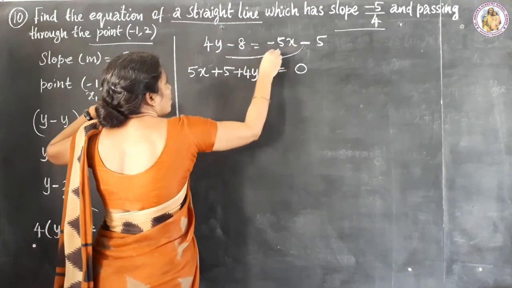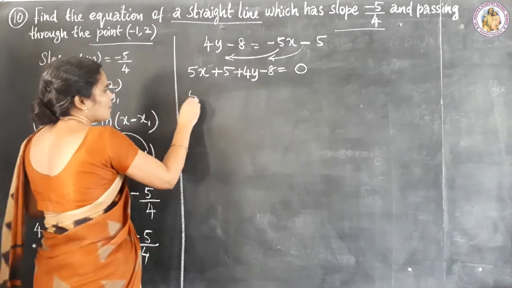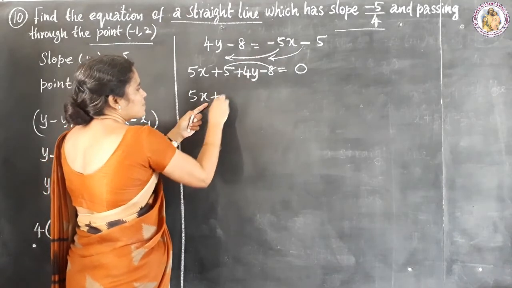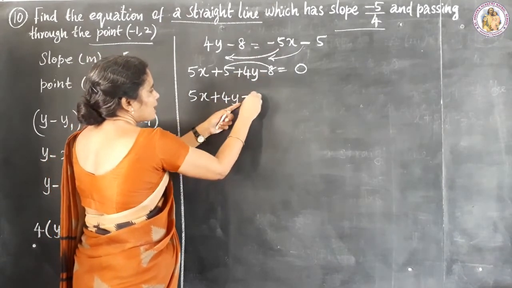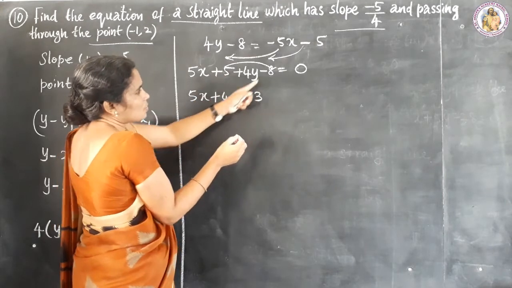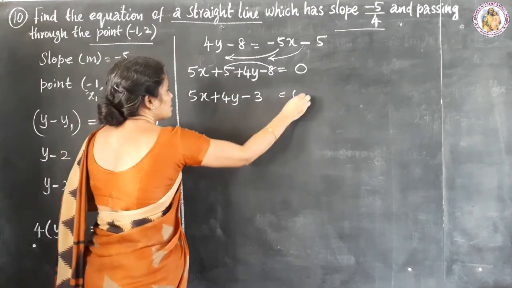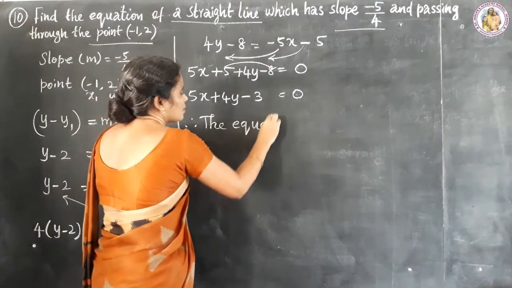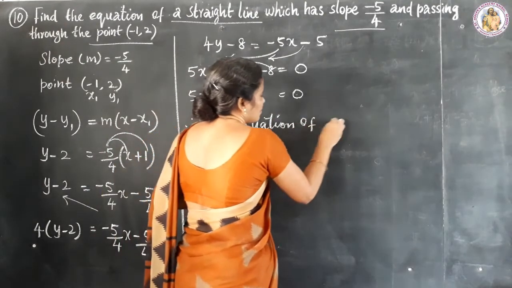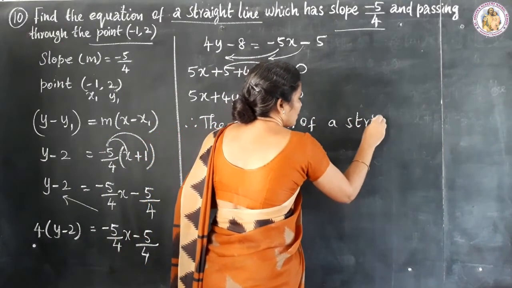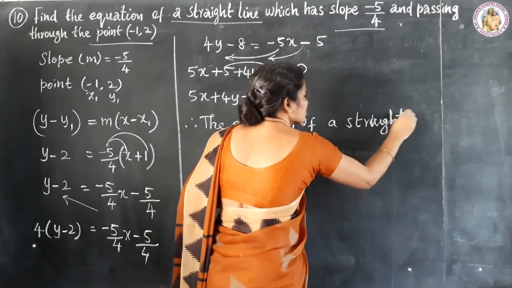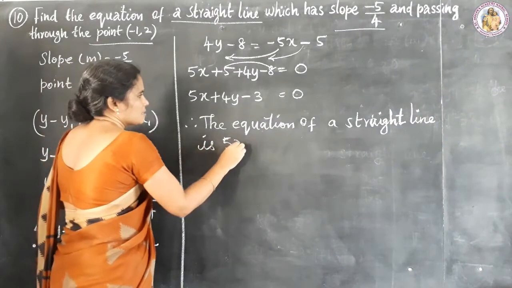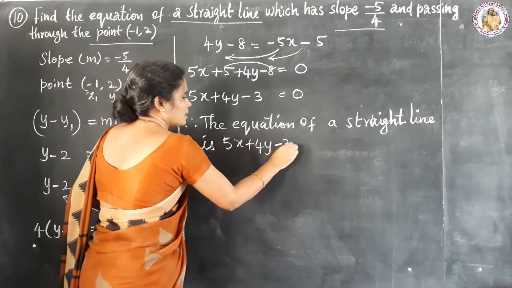Taking all to the left side, 5x plus 5 minus 8 and write plus 4y. So different signs, subtract: 8 minus 5 is 3. 8 is greater, so minus 3 is equal to 0. Therefore the equation of a straight line is 5x plus 4y minus 3 is equal to 0.